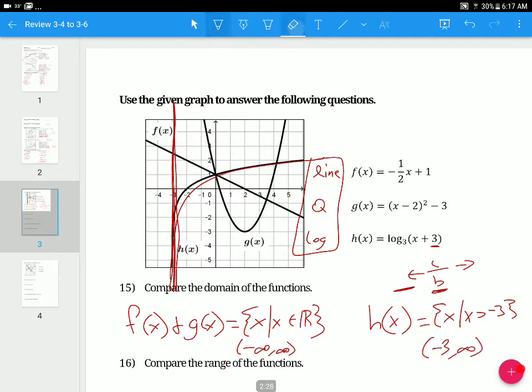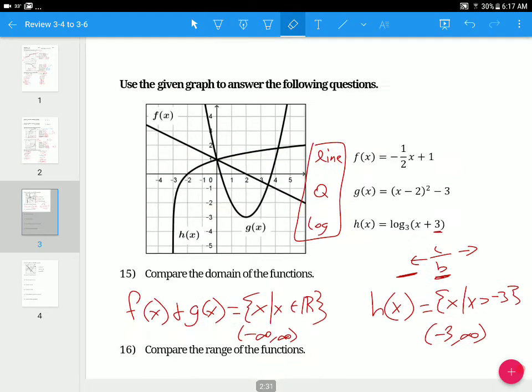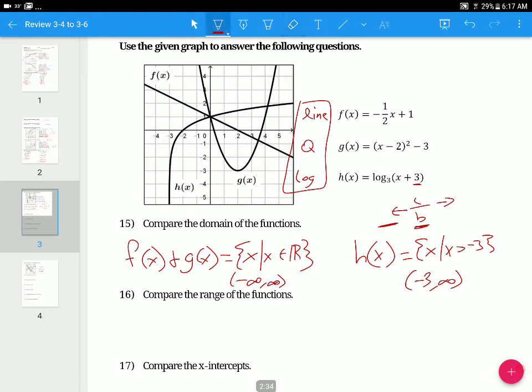Now the ranges of the functions, same idea. Use your charts as much as you can. Hopefully you'll notice that two of them are the same. The line goes up and down forever, and so does a logarithm. It goes down forever and it goes up, it just doesn't quite look like it's going up forever, but it is, slowly. So f of x and h of x have the same range. Their outputs have the same possibilities. So y is a subset of all real numbers, or if you use interval notation, that's fine, negative infinity to positive infinity.